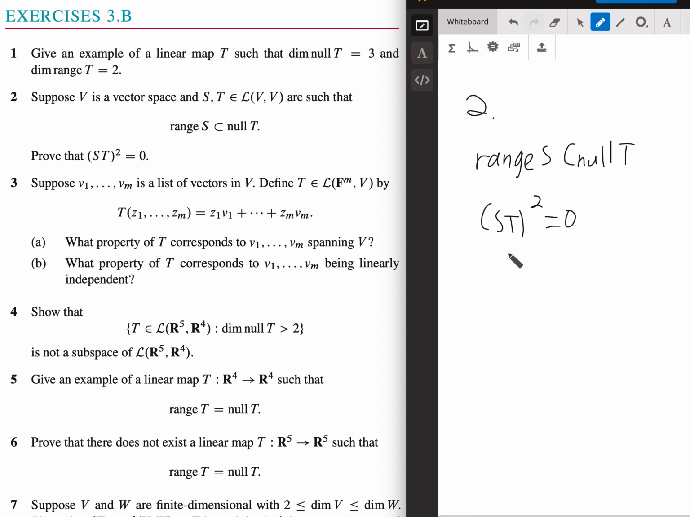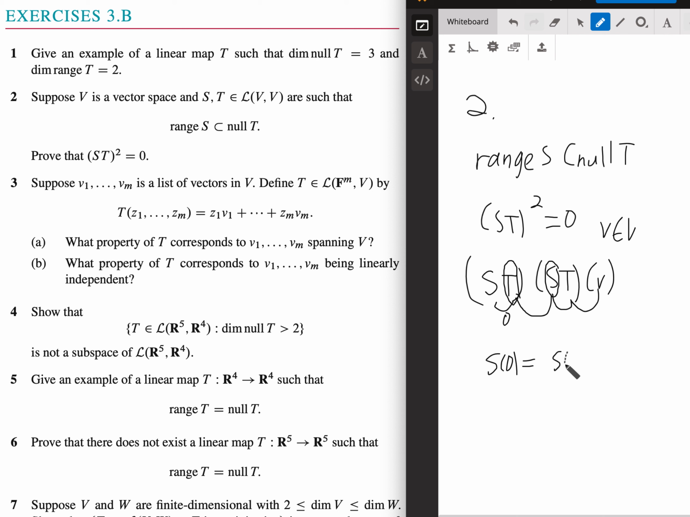So I think intuitively this makes sense, because if you have ST composed, that just means the composition of ST performed on another composition of ST. And if you take some arbitrary member of the set, then when it gets through the first ST, it will be in the range of S, which is in the null space of T. So this will then get mapped to 0, and S of 0, the linear map of the zero element, is also 0, as evidenced by a quick proof like this.